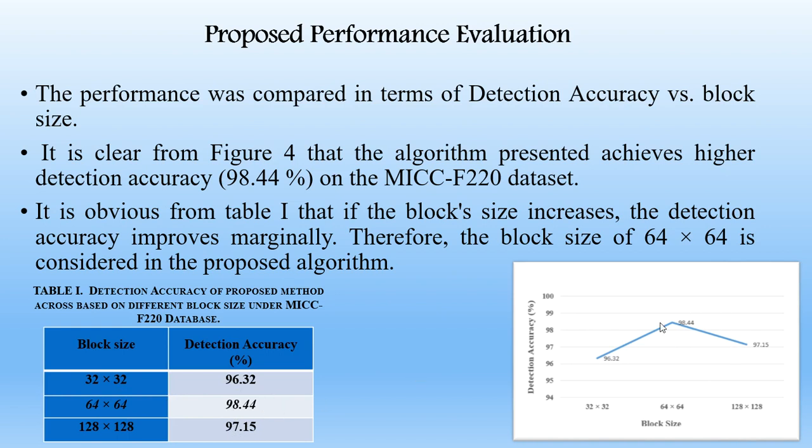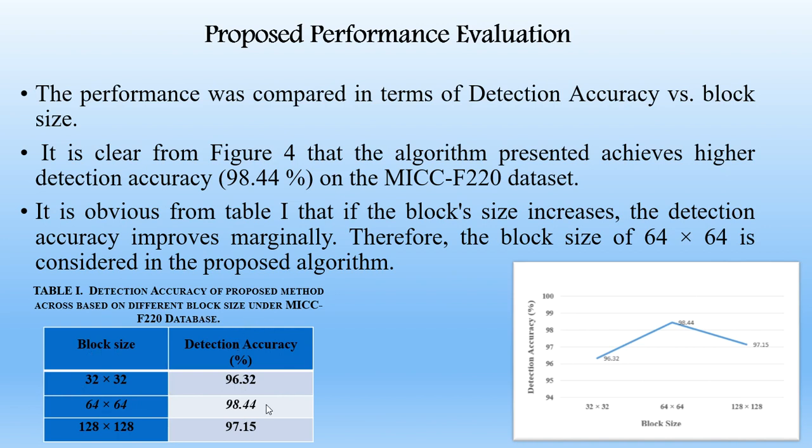So for this figure you can see that the detection accuracy increases from 32 by 32 to 64 by 64, and drops very little for a block size of 128. So from this result you can select the block size of 64 by 64, because there is a drop in the result but it is very small. So we select 64 by 64 for the block size.